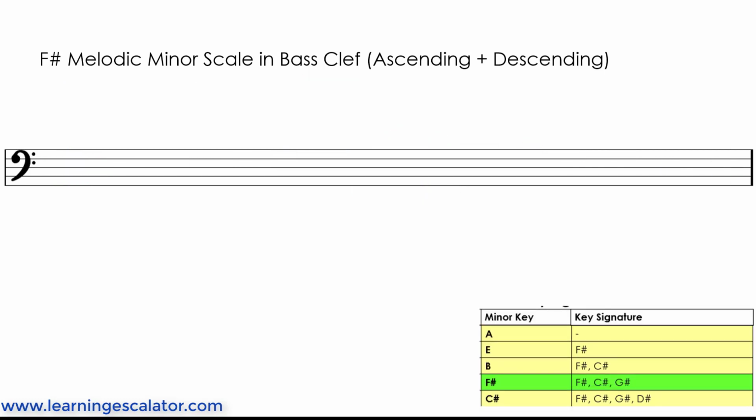F sharp melodic minor scale in bass clef, ascending and descending. So F sharp minor has 3 sharps: F sharp, C sharp, and G sharp. So first let's write the sharps. Yeah, so then we're gonna just draw the notes from F to F to F.